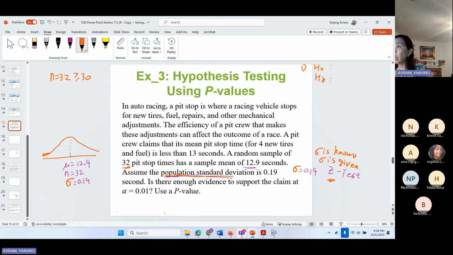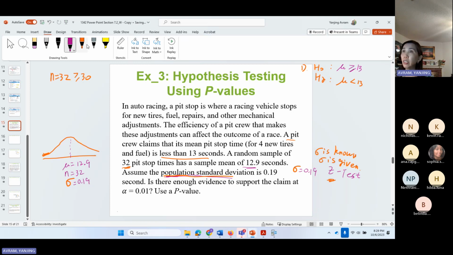So where's the null hypothesis here? This is telling you the pit crew claims the mean stop time is less than 13 seconds. So less than, it doesn't include the equal sign. So mu is less than 13 seconds. Less than should go into the alternative because it doesn't include the equal sign. What is the complement of less than? It will be greater than or equal to. So that will be my null hypothesis. The null hypothesis always includes the equal sign.